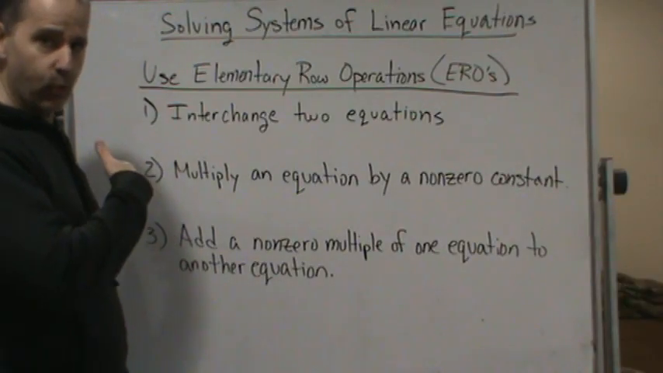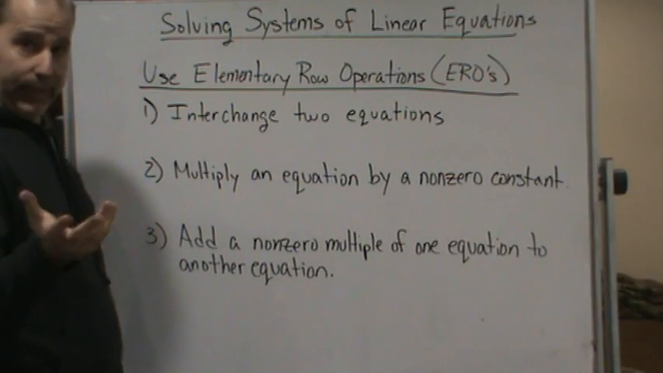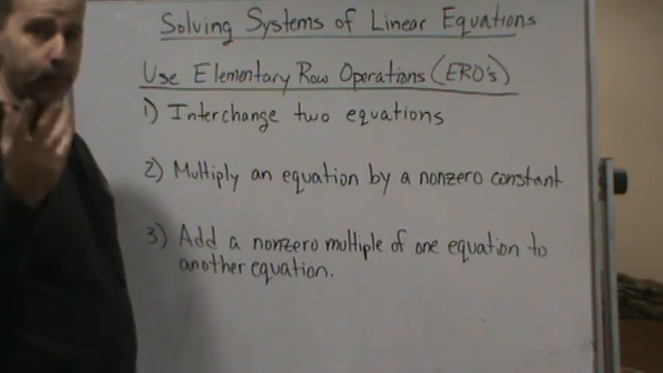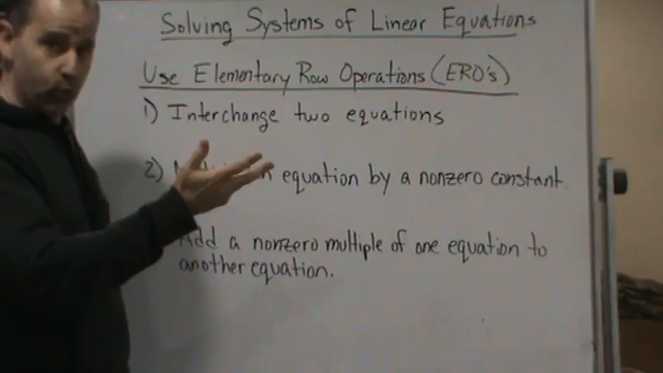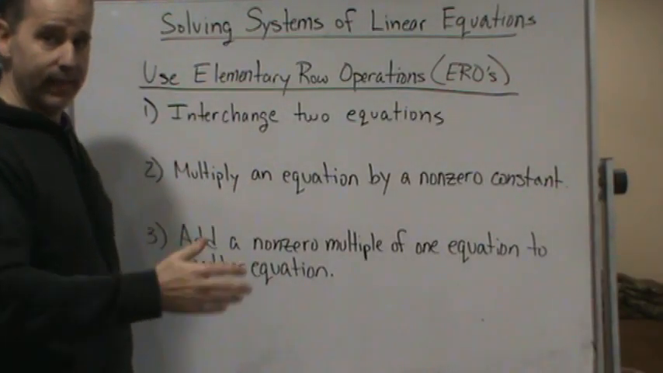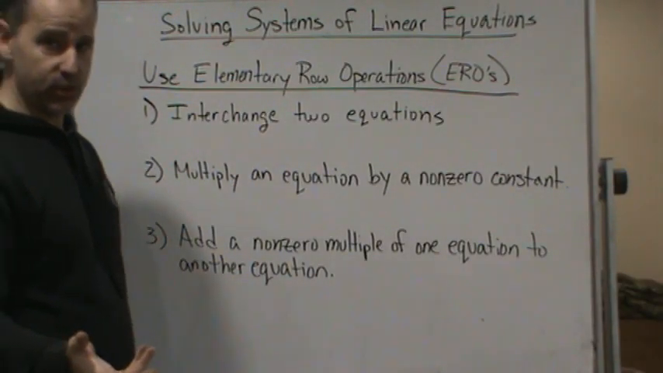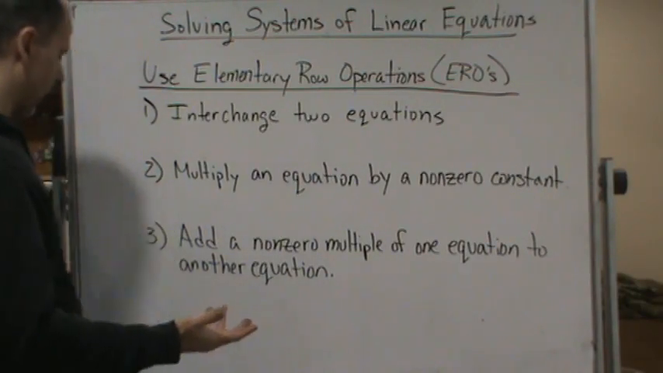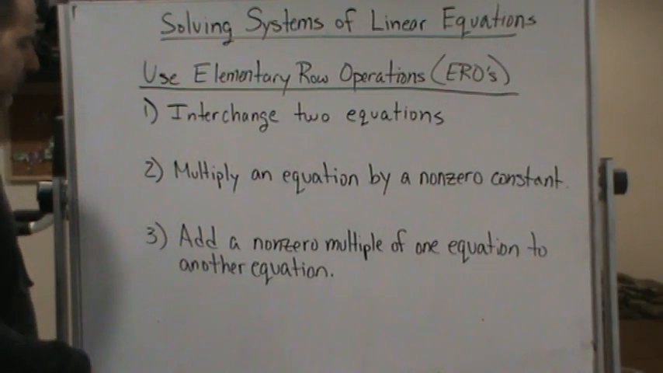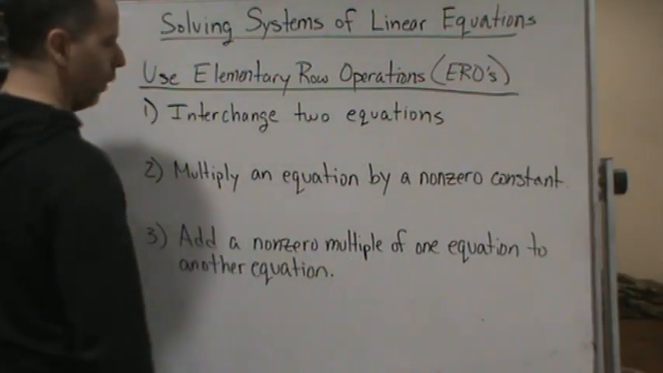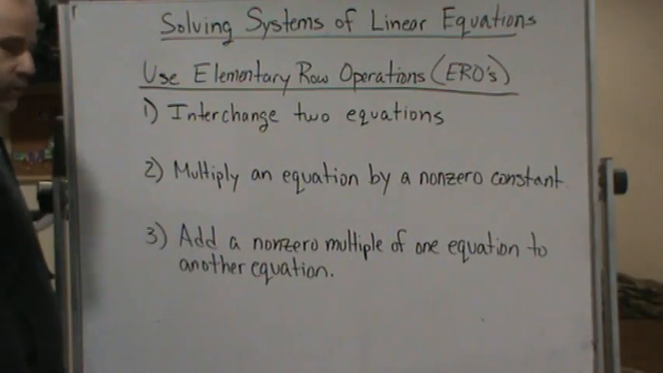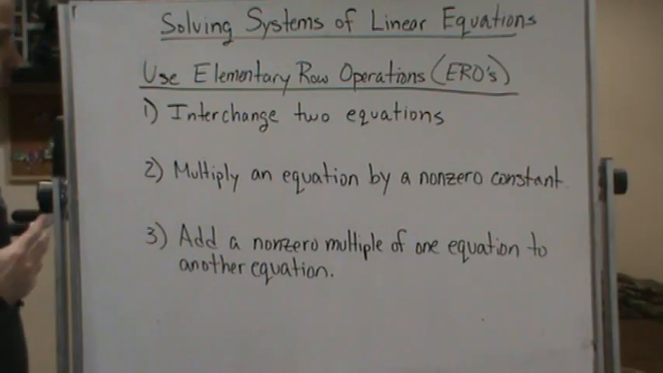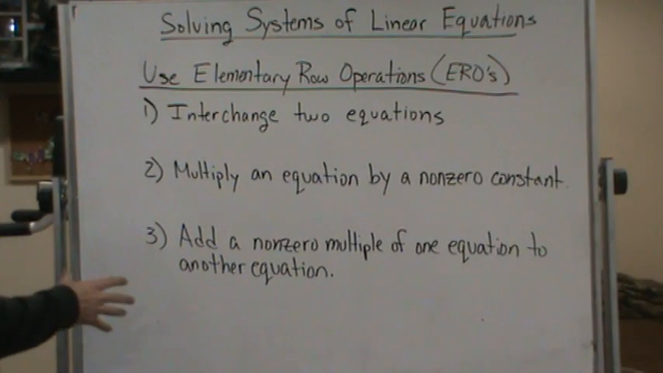or plane if it's an equation in three variables. But the point is we can multiply the equation by a non-zero constant and it's not going to change the solution set to the equation or the system. And finally, we can add a non-zero multiple of one equation to another equation, and that does not affect the solution set.